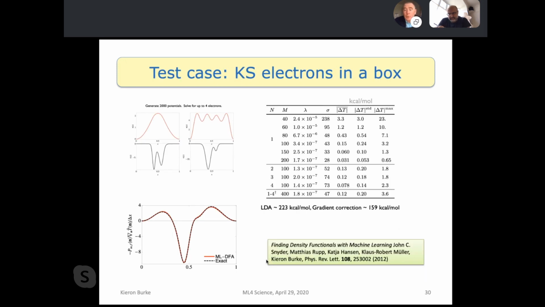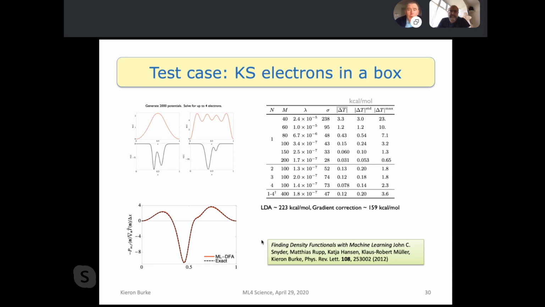And within a few weeks, a very good student, John Snyder, and Matthias, who were at this institute together for 3 months, were able to get very accurate energies from a very moderate amount of training data. But what we found was that the functional derivative, which you also need in order to get the density when you're avoiding solving the Kohn-Sham equations, was bad.